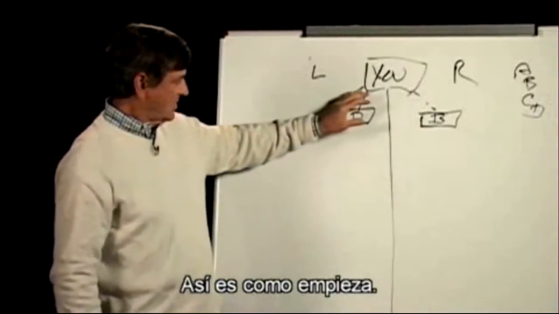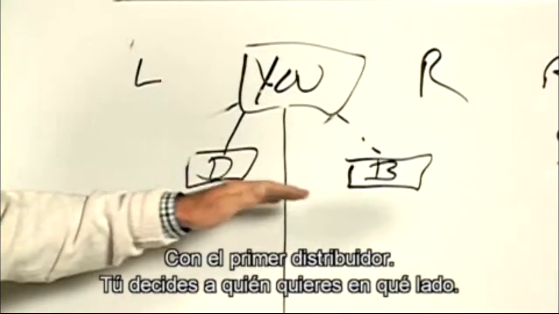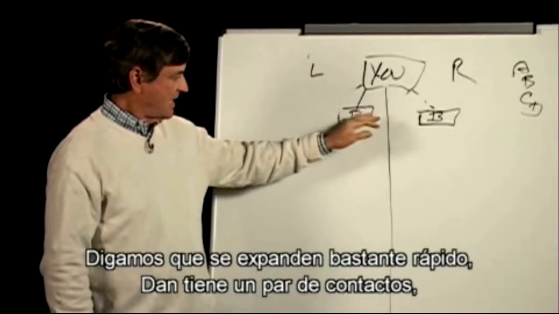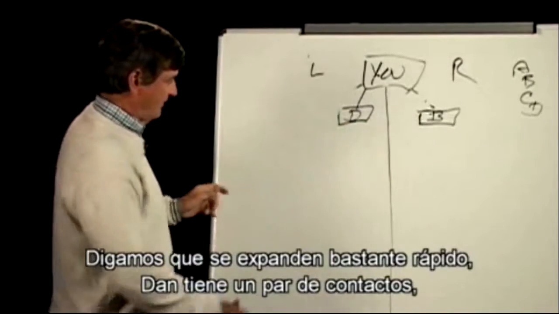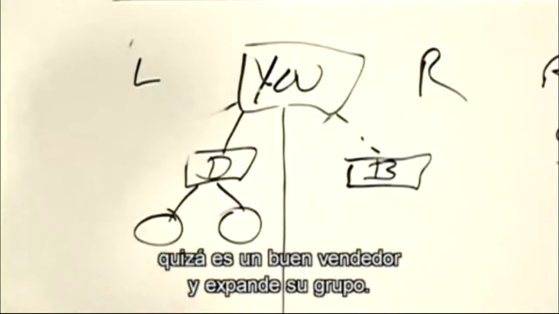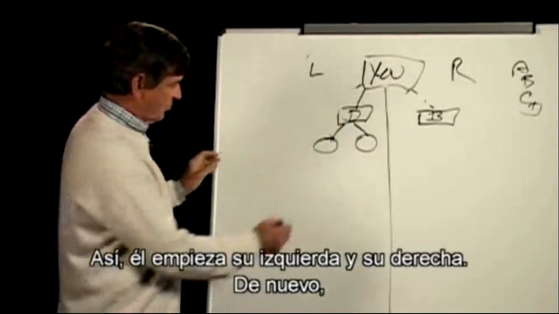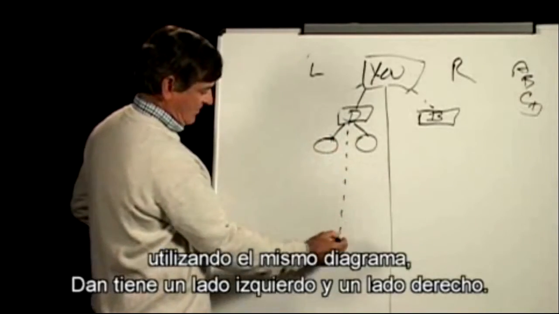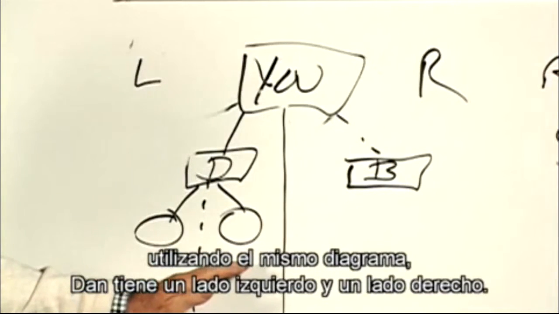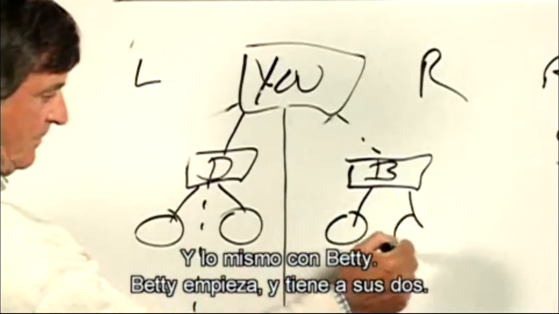Okay, so that's the way it starts. First distributor, and you can decide, do I want them on my left or on my right? Wherever you want to place them, you can do it. Now, let's say that they expand pretty quickly. Dan's got a couple of relationships. Maybe he's a marketer and he expands his group. So what he's done is started his left and his right. So again, using the same diagram, Dan has a left side and a right side. And Betty, same thing. Betty gets started. She has her two.